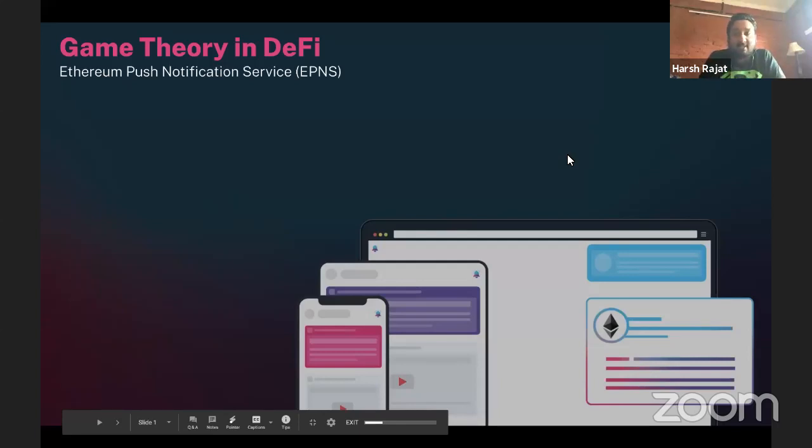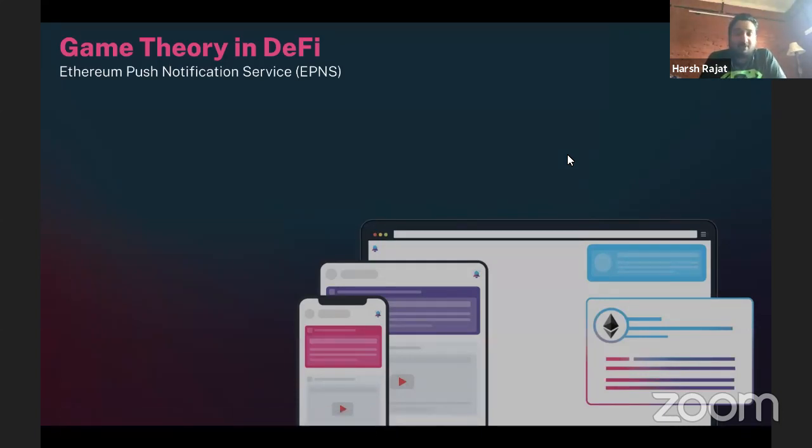and DeFi in our protocol. We are building decentralized notifications, as you just came to know. But yeah, we are not here to talk about our product. We are here to talk about what went into creating our product and why game theory and DeFi are particularly the most innovative tools of 2020. So yeah, let me just get started.